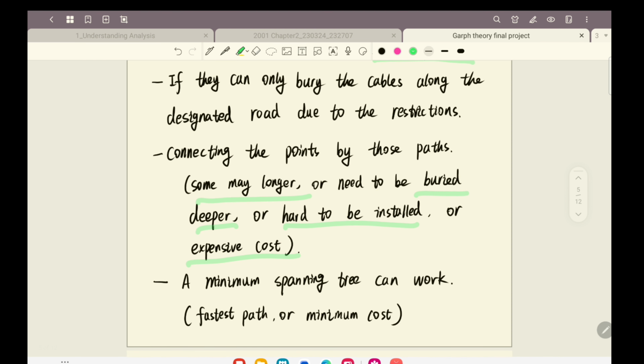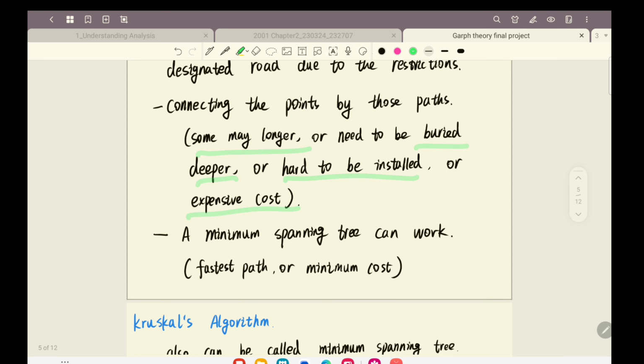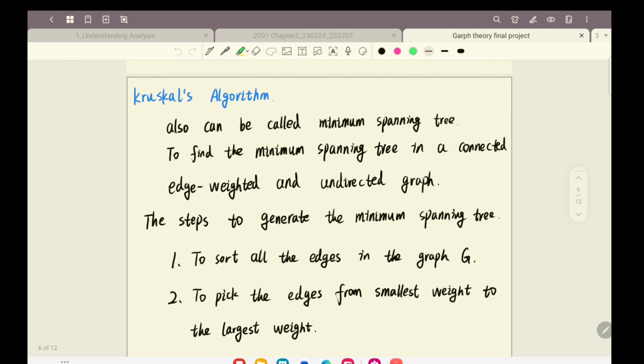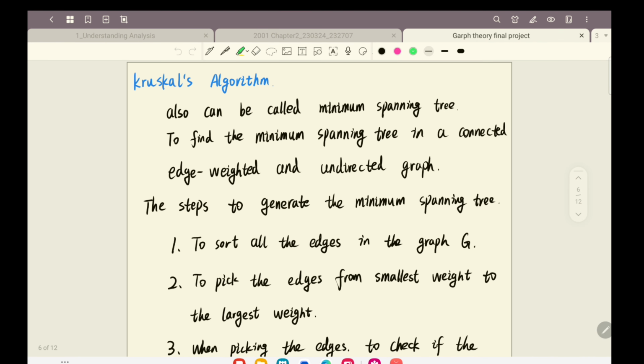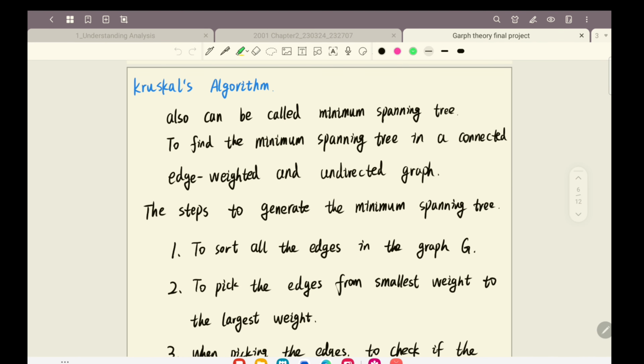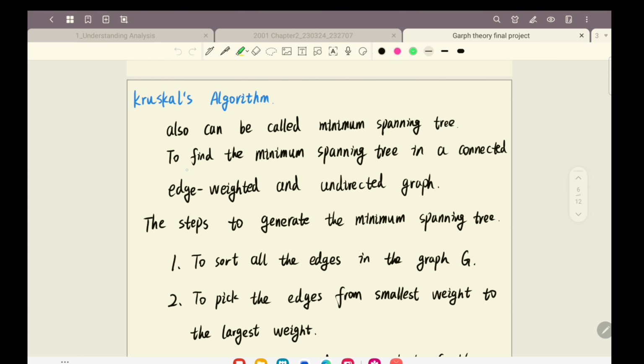It can calculate the fastest path, the minimum cost, or the easiest installation. So our next part is Kruskal's algorithm. It's very similar in finding the minimum spanning tree. We need to find the minimum spanning tree in a connected, edge-weighted, and undirected graph.